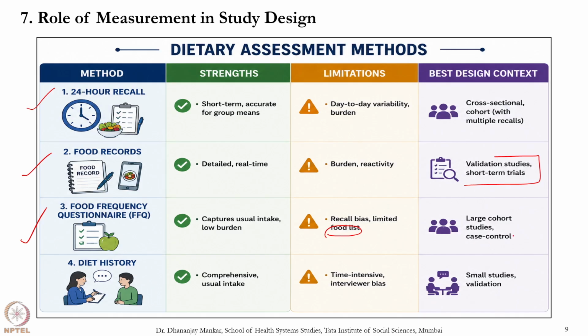You may have diet history as a method, which is very comprehensive, with usual intake assessed by a clinical nutritionist. But it is a very time-intensive interview, with interview bias and the like. It is more qualitative, with a lot of subjectivity, and requires a lot of validation, so I would advise it for small validation studies. So in the hierarchy, we can say 24-hour recall, food records, food frequency questionnaire, and then diet history.